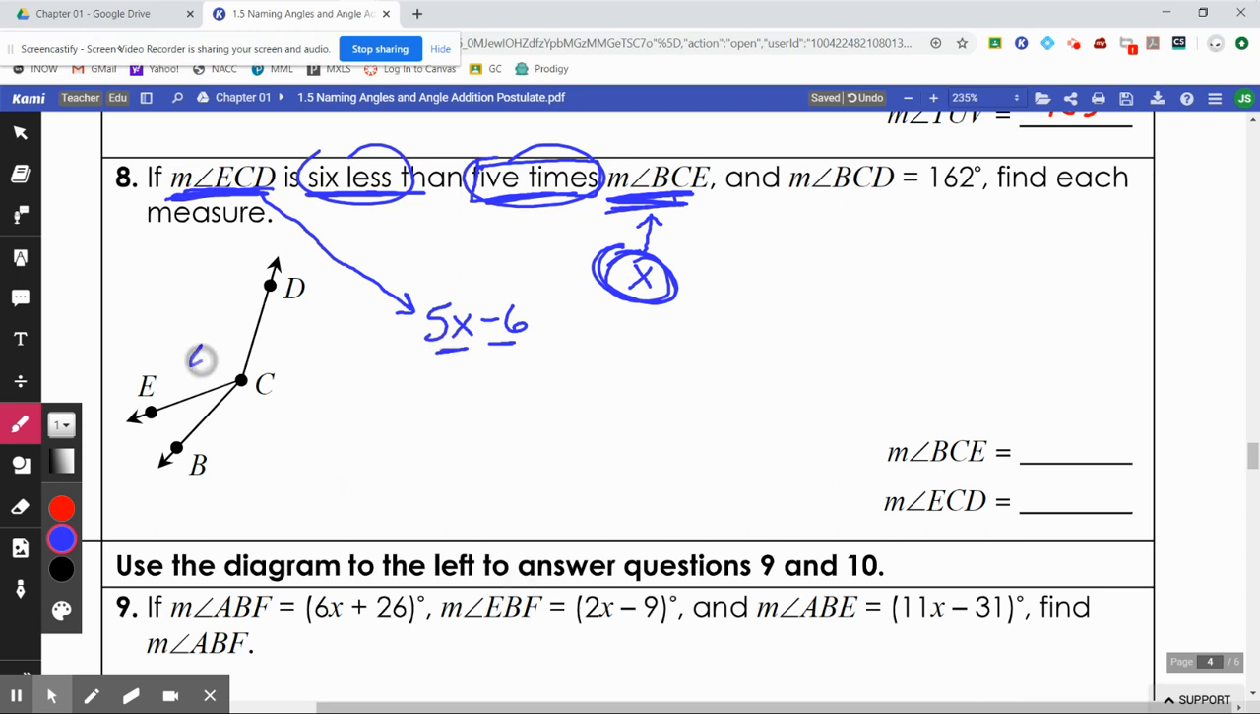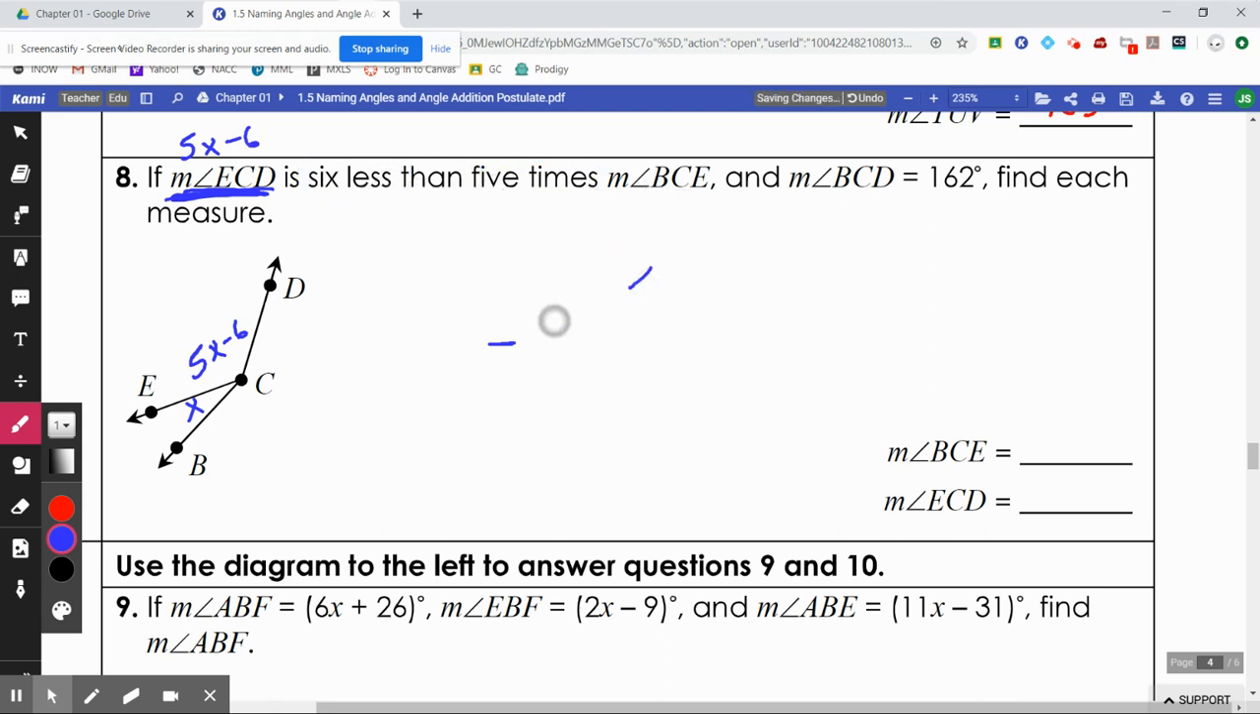So let's label that. Here's 5x minus 6, and here is x. Now the whole thing, let me write that above it. 5x minus 6 is that angle, and this angle is simply x. The whole thing, BCD, is 162 degrees. I'm going to put it there. Now it's just like the other problems.